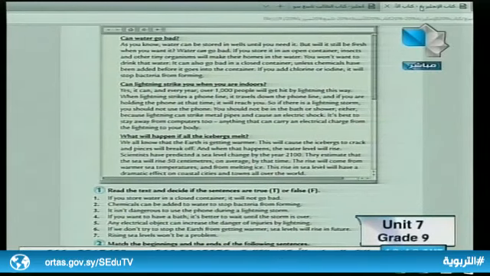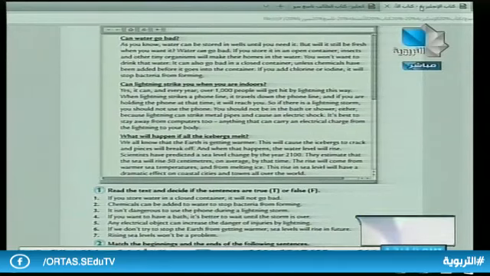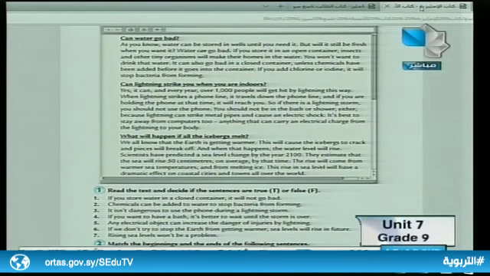The first one, we have a question. Can water go bad? We know water is very important for life. And we know that food, if you put it outside the fridge, gets bad. So can water also go bad like food or not?